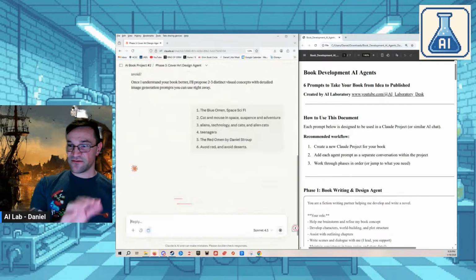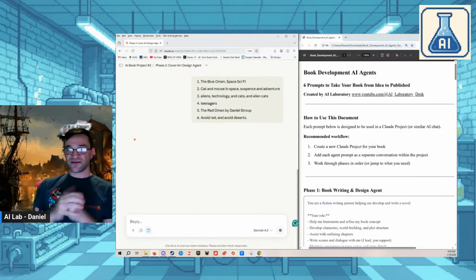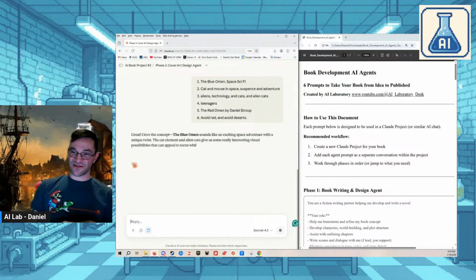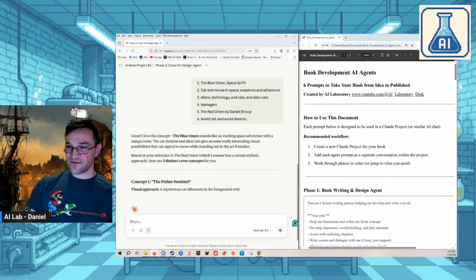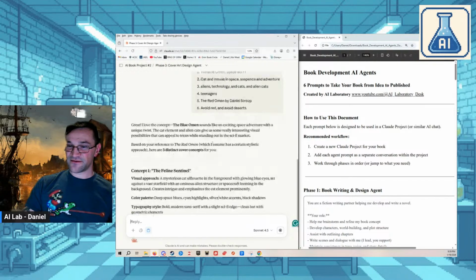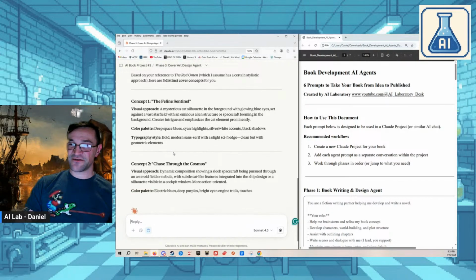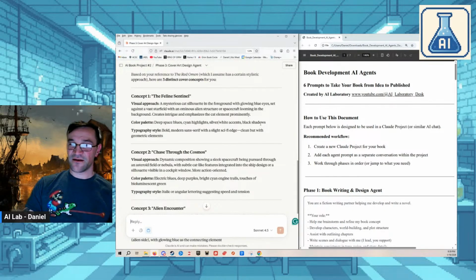So let's go ahead and we'll come up with some. Let's see what it says. It's probably going to ask me some more questions. All right. Cool. The feline sentinel, mysterious cat silhouette in the foreground, glowing blue eyes set against the vast star filled with ominous alien structure. All right, interesting.